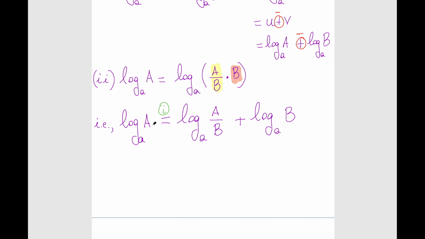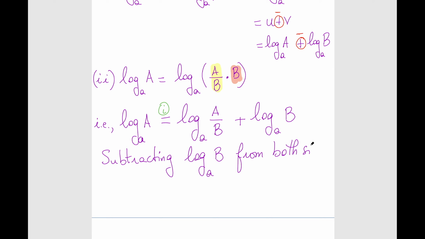And what do we want? We want that this guy is equal to log base A of capital A minus log base A of capital B. So it suffices now to subtract log base A of capital B from both sides to get what we want, right? So subtracting log base A of capital B from both sides yields what? It yields the following.